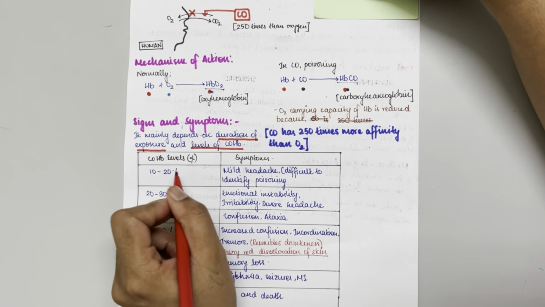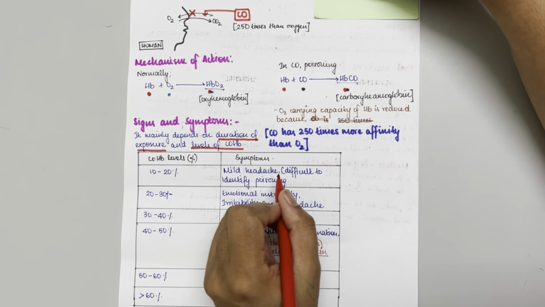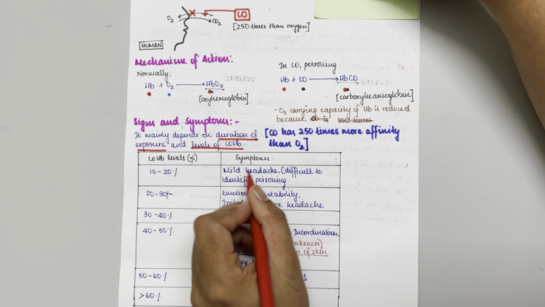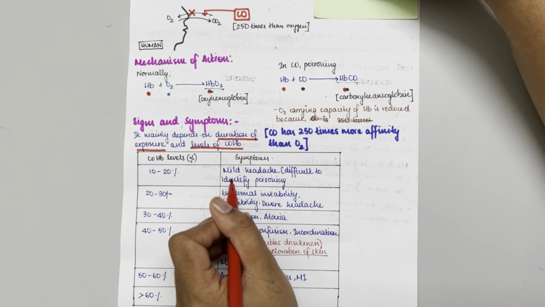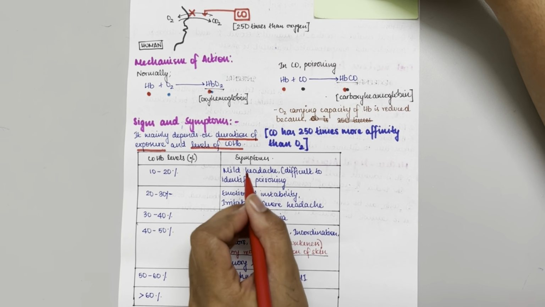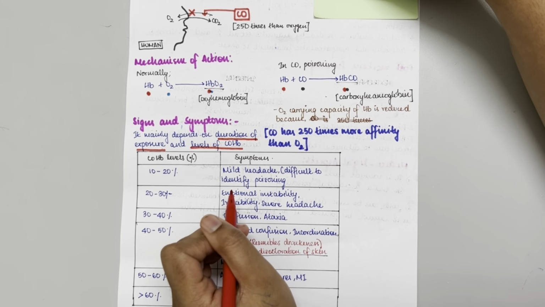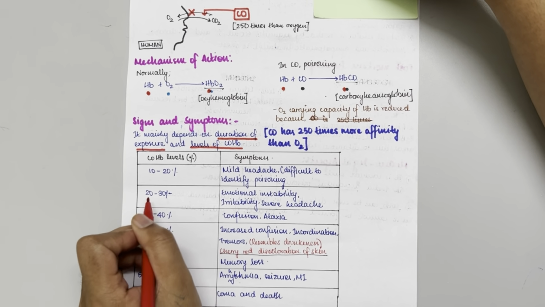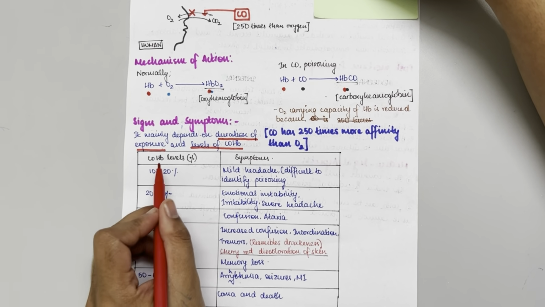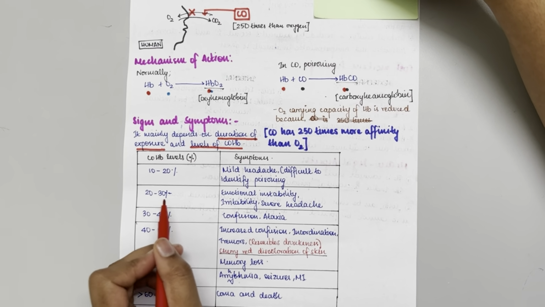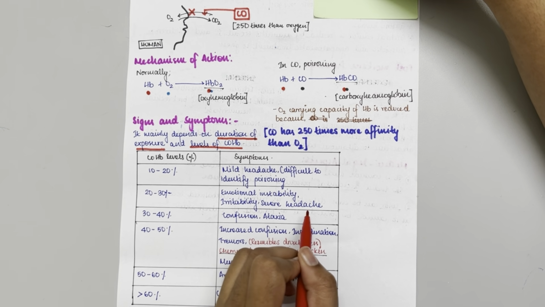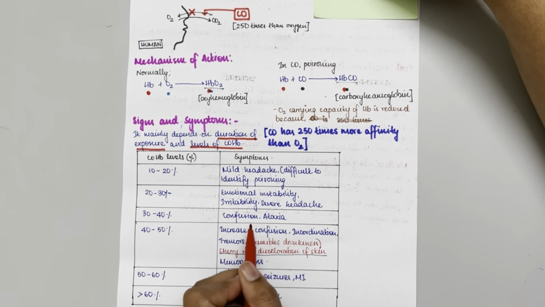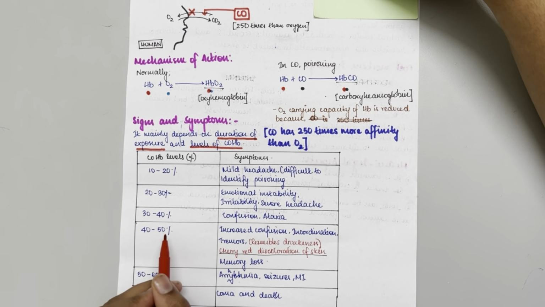When it is between 10 to 20%, there might be mild headache. Since in any condition you can have a mild headache, it is very difficult to identify that this headache is only due to poisoning. You cannot find it out like that. Next is 10 to 30%, when the level of carboxyhemoglobin in blood is between 10 to 30%, the person might present with emotional instability, irritability and severe headache. 30 to 40%, confusion and ataxia. 40 to 50%, increased confusion, incoordination, tremors.